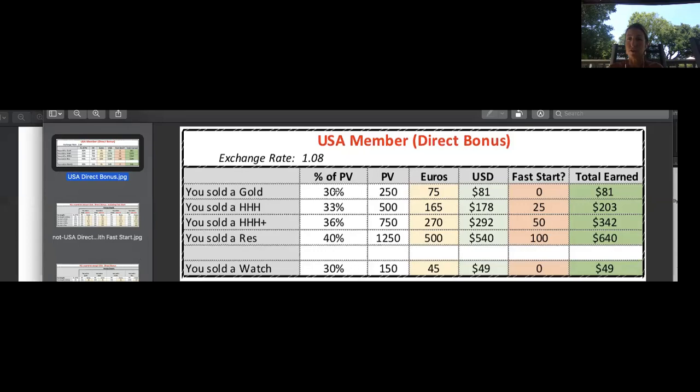If you sold a gold, you're going to earn 30% of that PV, which is 250, which is 75 euros. Again, everything is based on PV and euros. Today, based on the exchange rate of 1.08, that's $81. If you sold a Healy Holistic Health, you earn 33% of that PV, which is 500. You can see that's 165 euros. That's 178 euros. Or excuse me, 178 US dollars. So you can see that for each model, the Holistic Health Plus, you earn 292 US dollars. If you sell a Resonance, you earn 540 US dollars. If you sell a watch, you earn 49 US dollars.